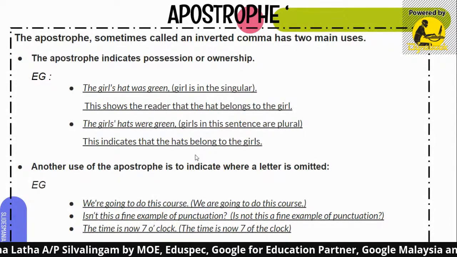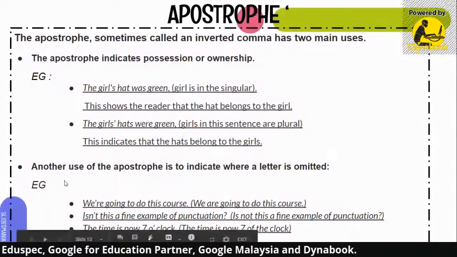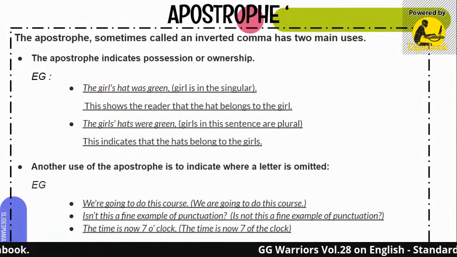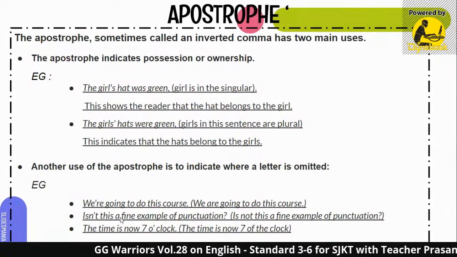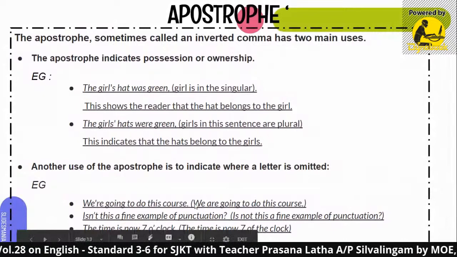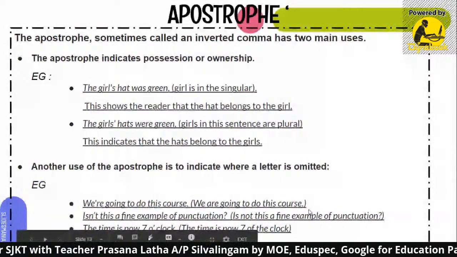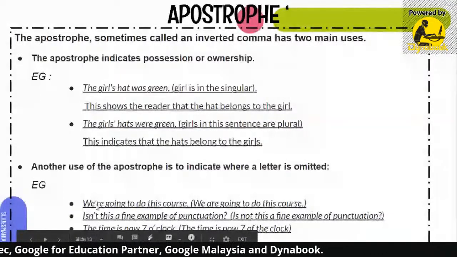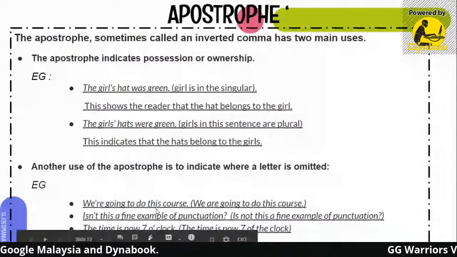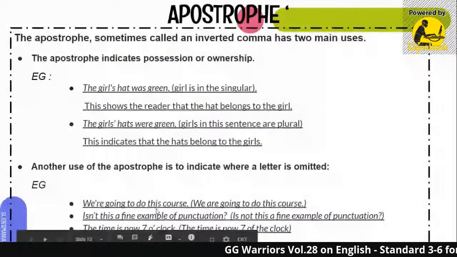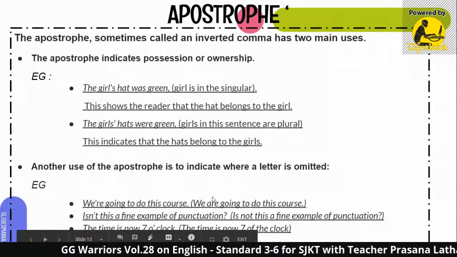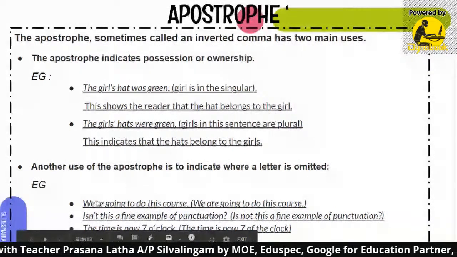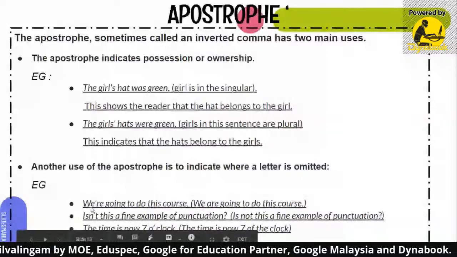Okay, the next usage: another use of the apostrophe is to indicate where a letter is omitted. Look here. The original sentence is, "We are going to do this course." But when you want to use an apostrophe, you can write, "We're going to do this course." You can see we have omitted the letter a and replaced it with an apostrophe. So "we are" has changed to "we're."